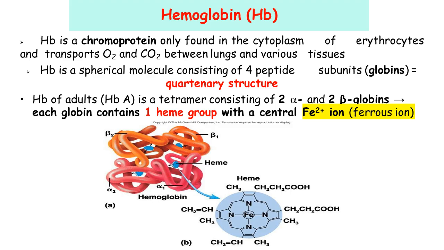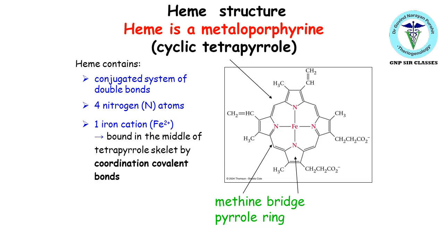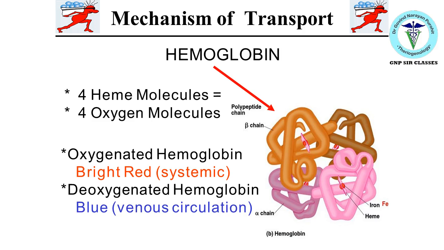Hemoglobin is a chromoprotein that transports oxygen and carbon dioxide. It consists of 4 globin subunits, each with a heme group containing iron. Heme is a metalloporphyrin with a cyclic tetrapyrrole structure. It contains a central iron and is essential for oxygen binding in hemoglobin. Hemoglobin can bind 4 oxygen molecules, turning bright red when oxygenated and blue when deoxygenated. This mechanism is crucial for oxygen transport in the body.